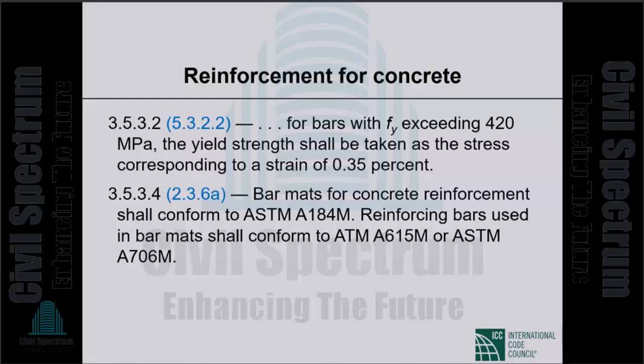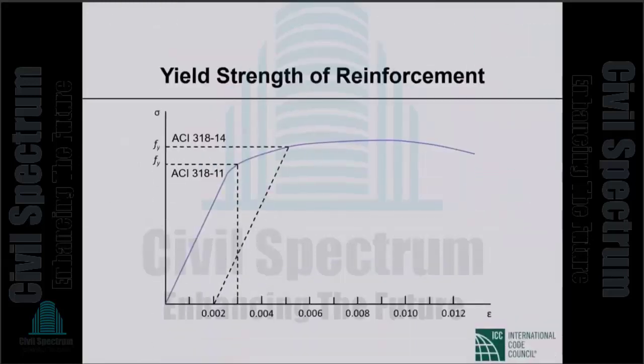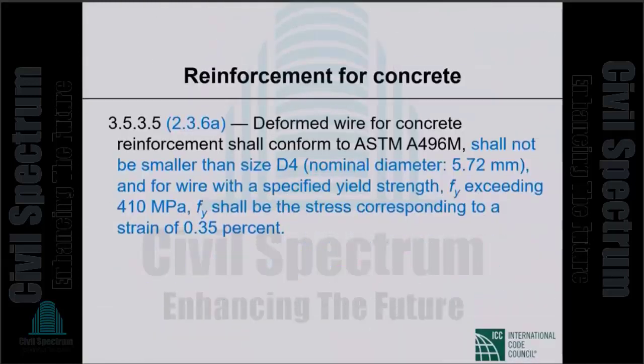Then, in addition to bars, there are bar mats for concrete reinforcement. The applicable ASTM standard is A184M. When I have M following the standard number, that simply means metric. Reinforcing bars used in bar mats shall conform to 615 or 706, those being the two US specs for reinforcement.